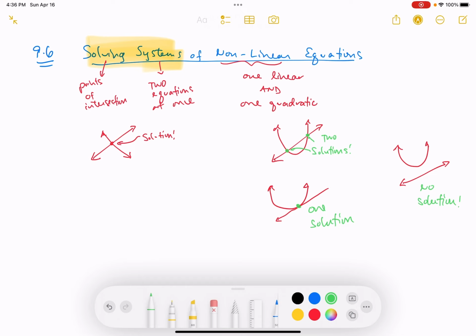Some problems in your book have you solving by graphing. We're not going to do that. The only way we're going to solve these types of problems is using what I'm about to show you right now. So, are you ready? Let's do it.